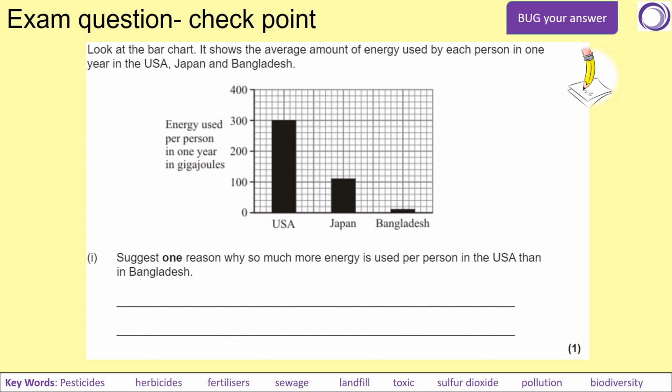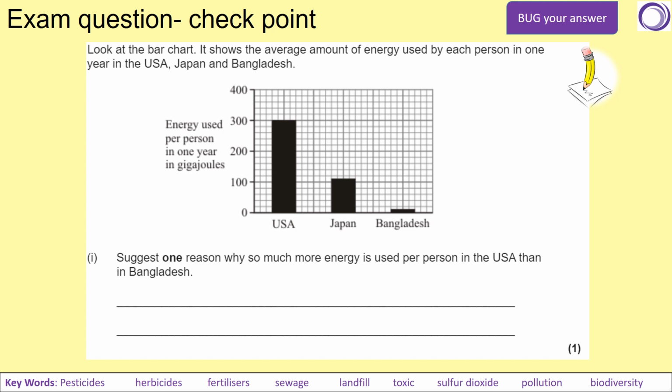So here's an exam question linked to this topic. Look at the bar chart. It shows the average amount of energy used by each person in 1 year in the USA, Japan and Bangladesh. On the y-axis you can see energy used per person in 1 year in gigajoules. And on the x-axis are the countries. Suggest one reason why so much more energy is used per person in the USA than in Bangladesh.